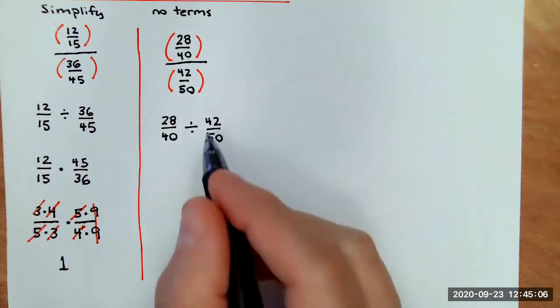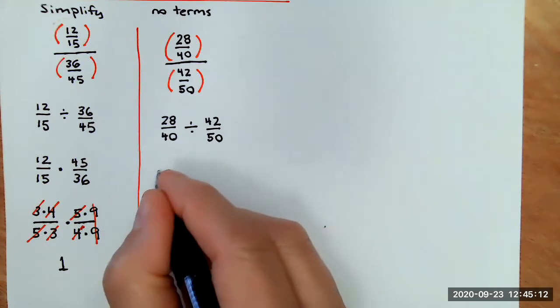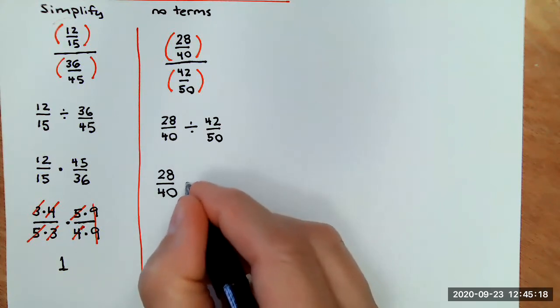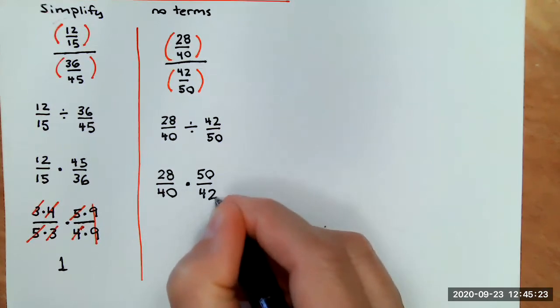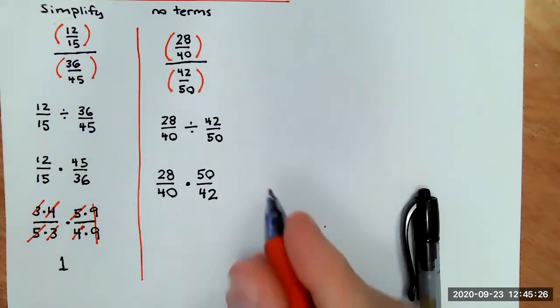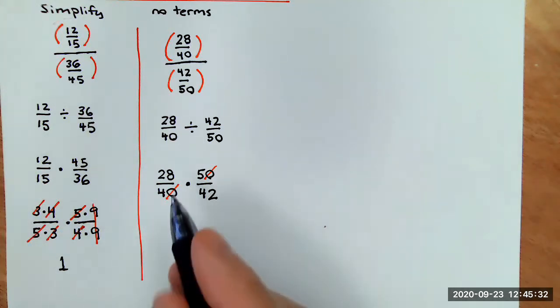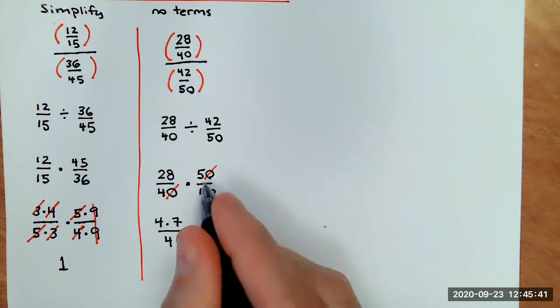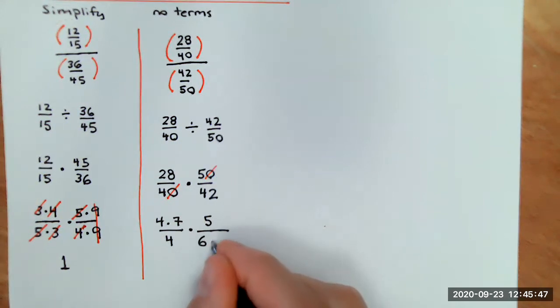And now let's rewrite it as a multiplication. So we take the reciprocal of the divisor. And when we take that reciprocal, it changes to a multiplication. Then we can simplify. 10 over 10 is equal to 1. 28 is 4 times 7. I'm going to leave that as a 4. 5 is a prime number. 42 is 6 times 7.